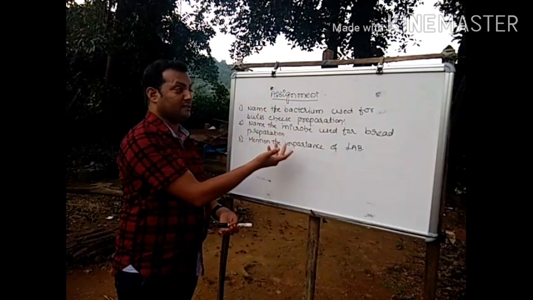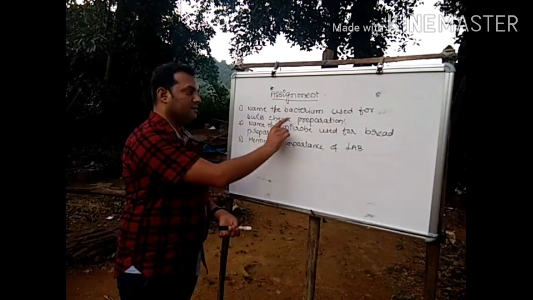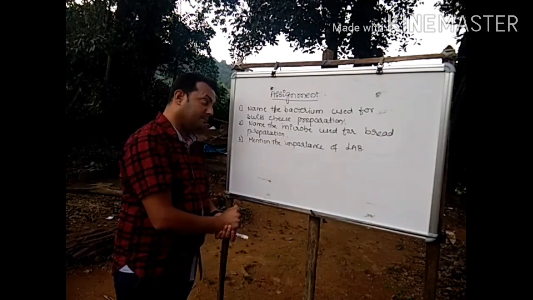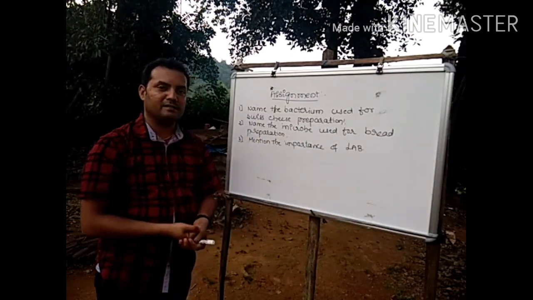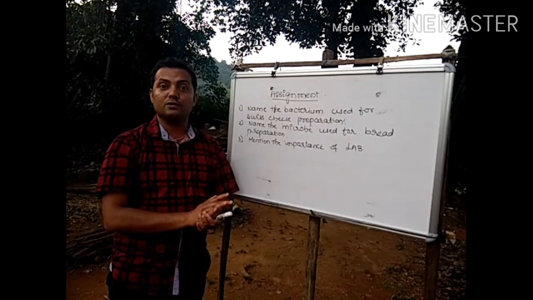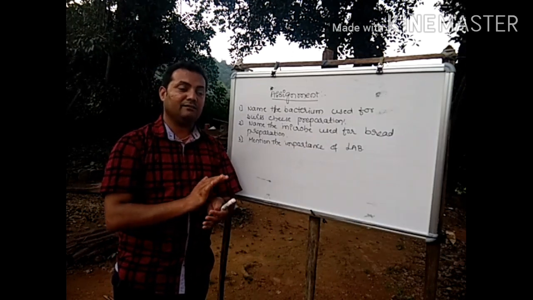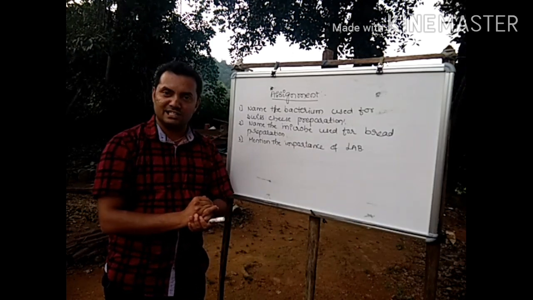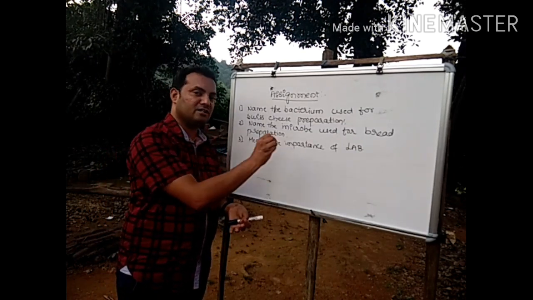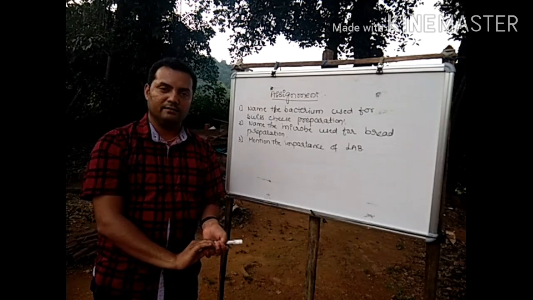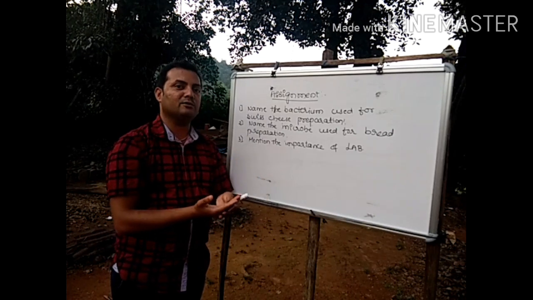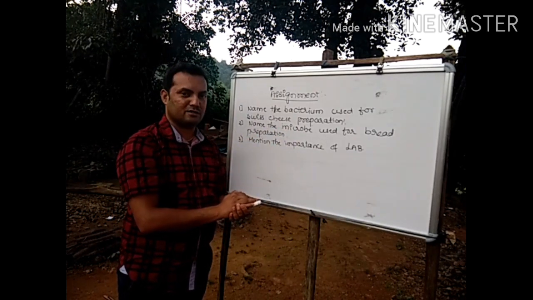The first question for your assignment: name the bacterium used for Swiss cheese production, name the microbe used for bread preparation, and mention the importance of lactic acid bacteria. I have told you to remember that usually lactic acid bacteria will improve the vitamin B12 content within the curd. Second, they will prevent unwanted growth of disease-causing bacteria within our stomach. These questions I have given. You can solve these questions and send the answers through WhatsApp.